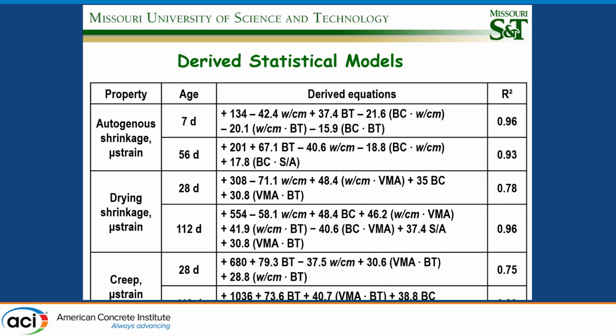But these are the models, statistical models. Everything that you see, water binder ratio, BT binder type, etc., they are encoded values, -1 to 0 to +1. So if you see something negative, for example, let's look at the drying shrinkage at 112 days. You see that there's a 554 microstrain as a measurement minus something. So when it's minus, that means by increasing the water to cementitious materials, there's a reduction of drying shrinkage. When it's plus, that means it's an increase.